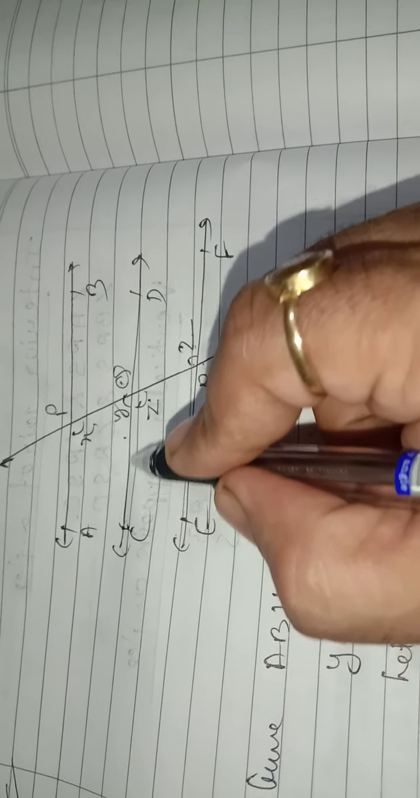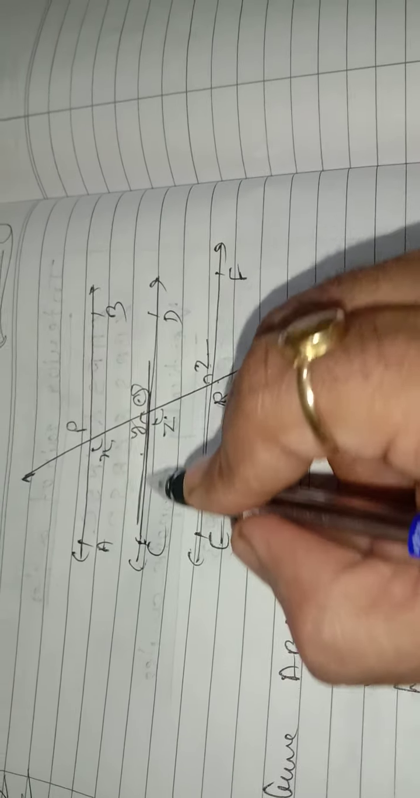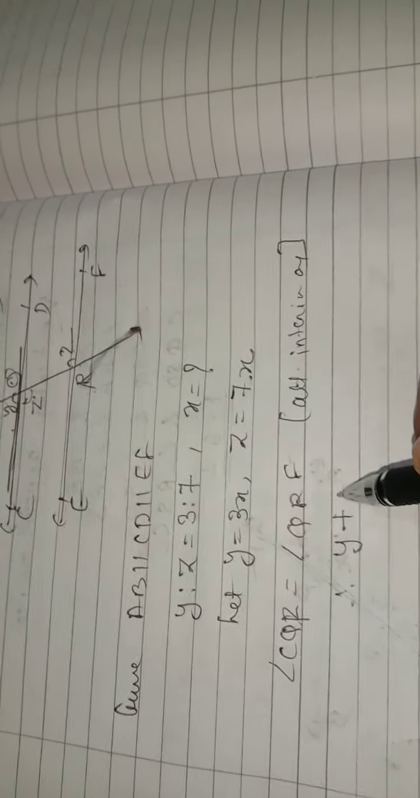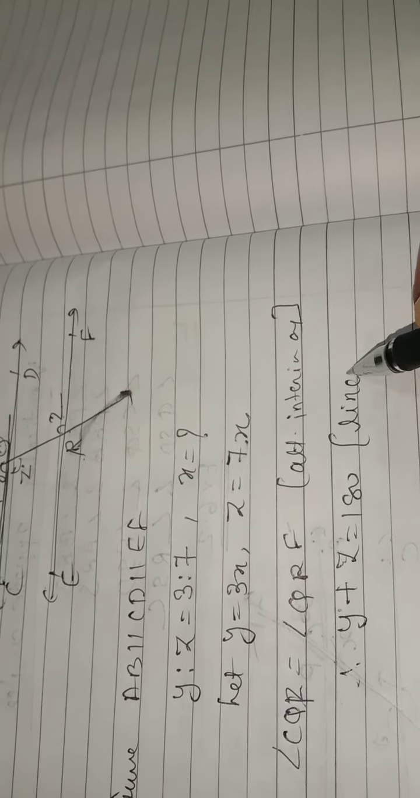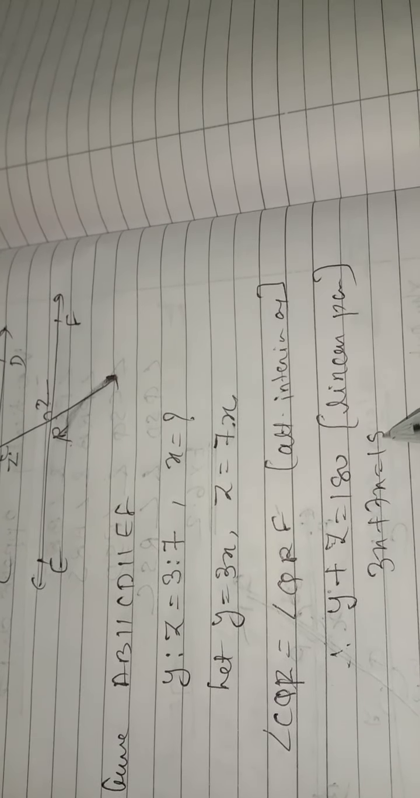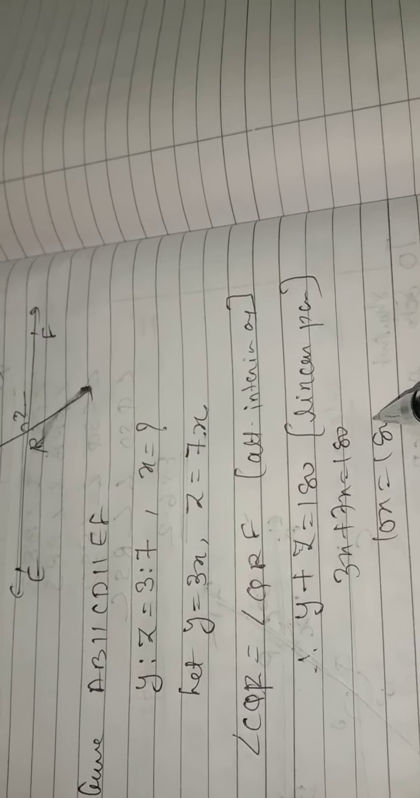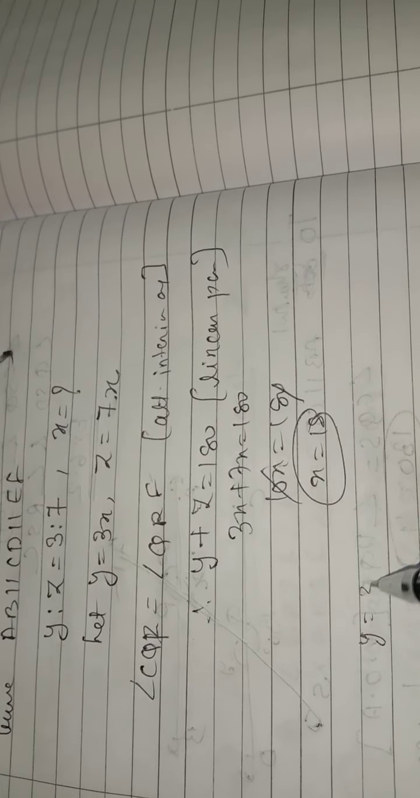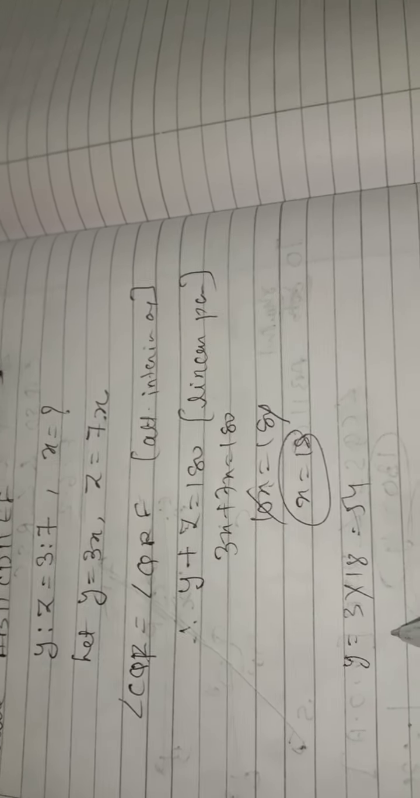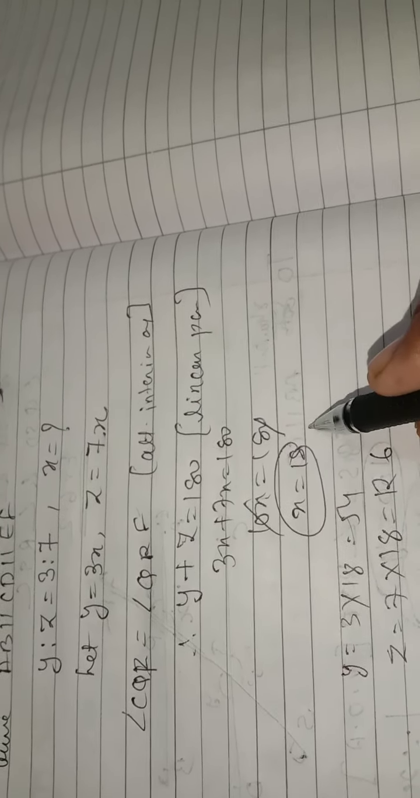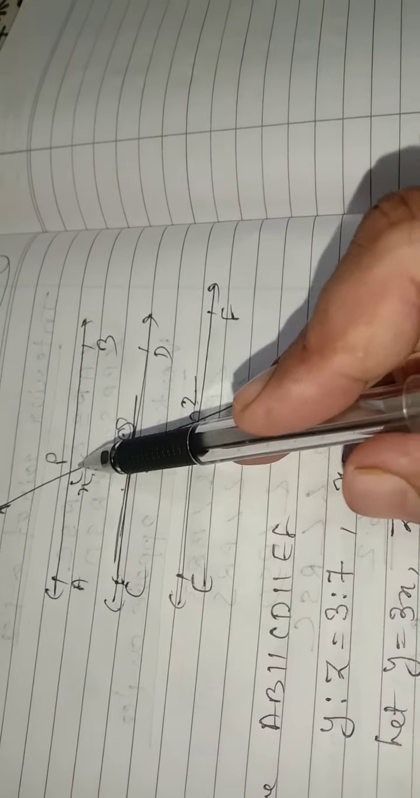So can you see the linear pair here? Yes, you can see the linear pair, right? So we can write therefore y plus z is equal to 180. Reason is linear pair. So 3x plus 7x is equal to 180. 10x is equal to 180. Cancel it. x is equal to 18. So y is 3 into 18, 54, and z is 7 into 18, 126.